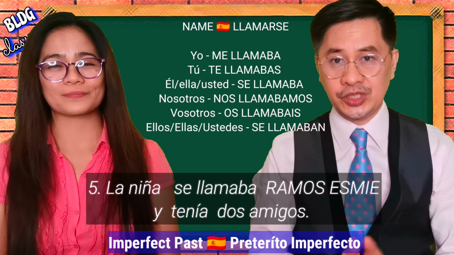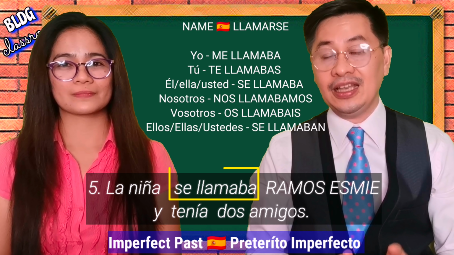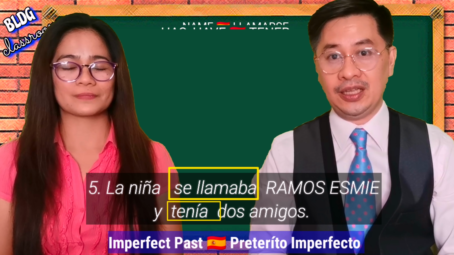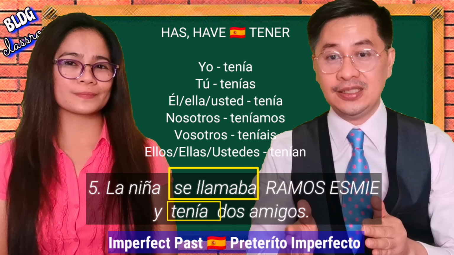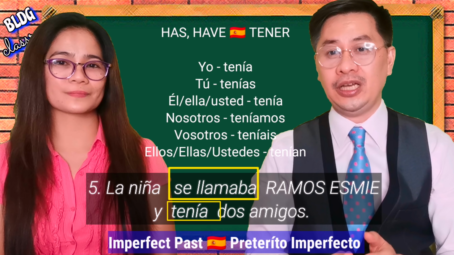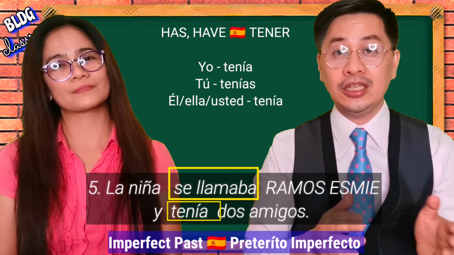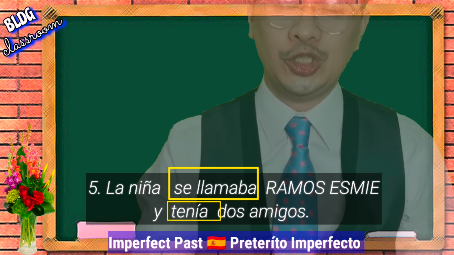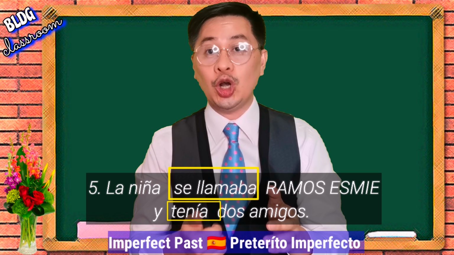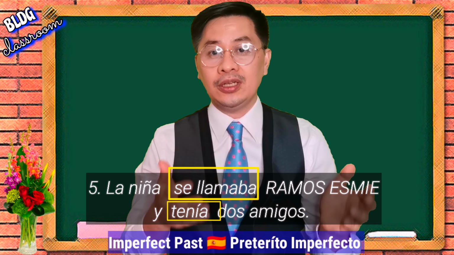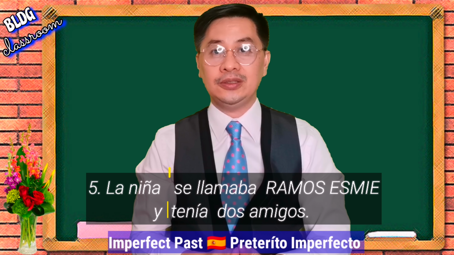Alright, so the verbs used there in the imperfect past tense are llamaba and tenía. She was called, se llamaba, she had, tenía. This sentence describes or provides a background in a narrative. So if you are going to narrate stories, then the imperfect past tense can also be used to give a narrative about a certain situation.